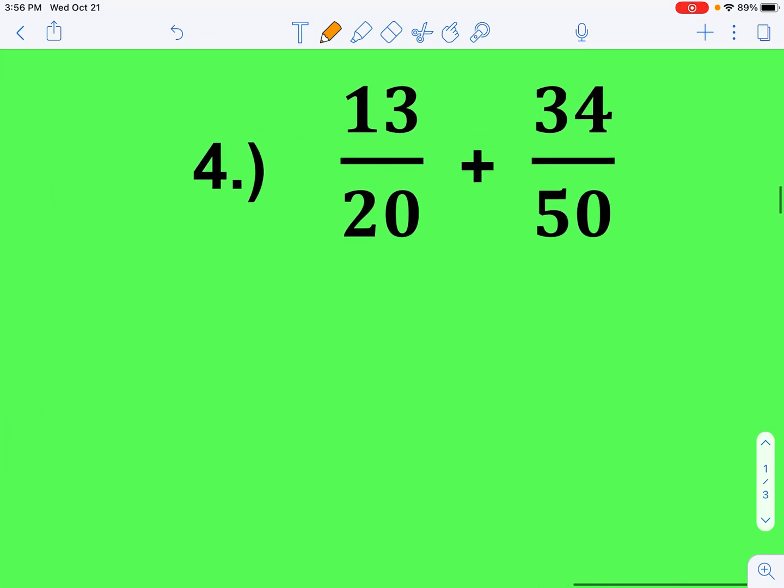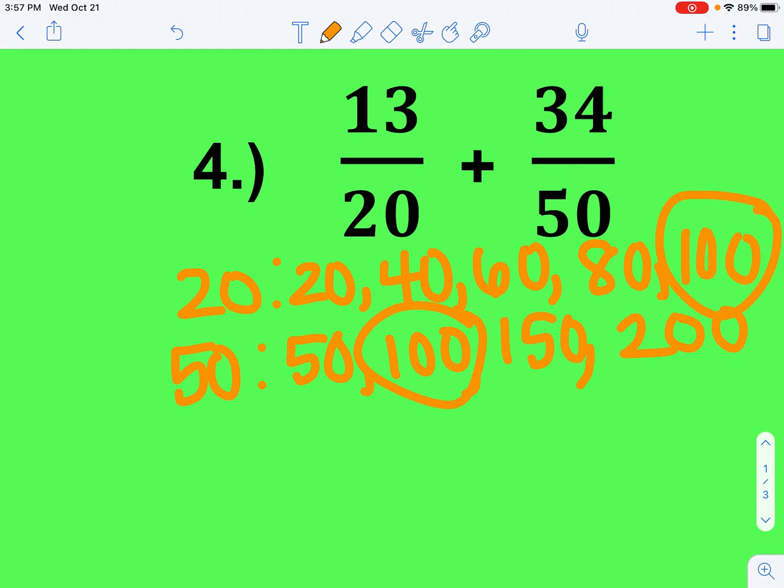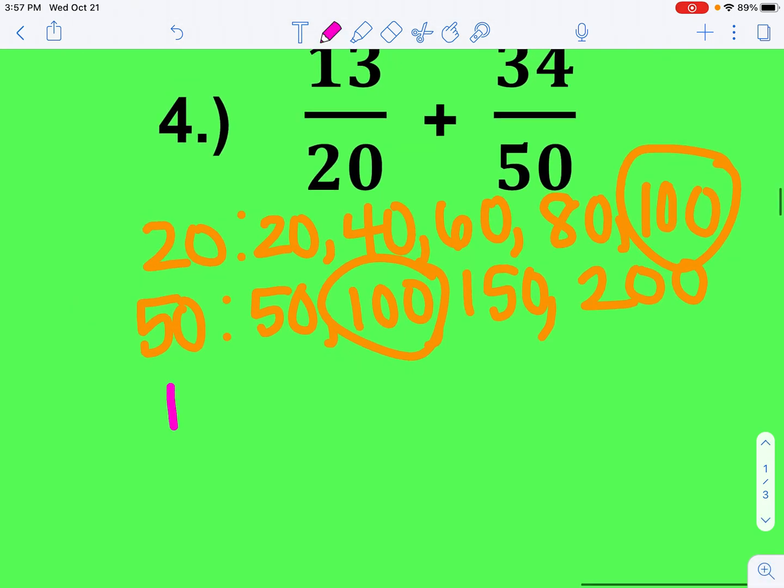Alright, and our last one, we have 13 over 20 plus 34 over 50. So we are going to find our least common multiple between 20 and 50. I start with my biggest one first. 50, 100, 150, 200. Now I count by my smaller number, 20. 20 plus 20 is 40, 40 plus 20 is 60, 80, 100, and I can stop there because I have 100 in both of them. So I know my denominator is going to be 100.